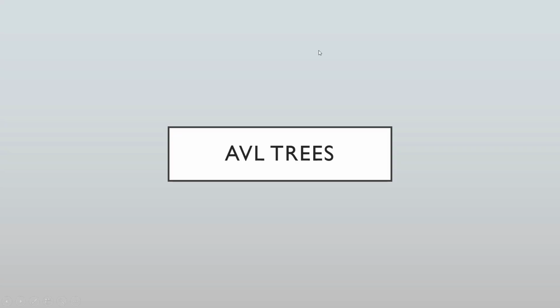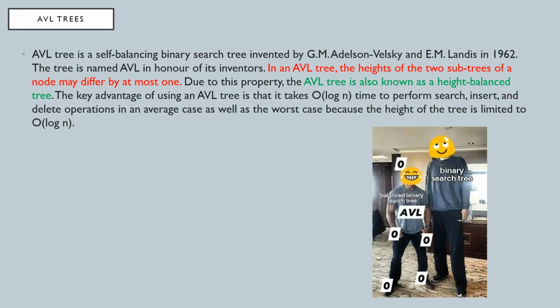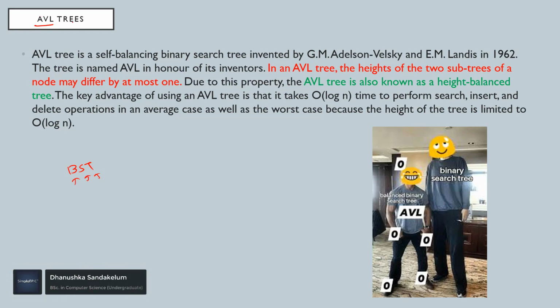Okay, so the next topic is AVL trees. In the previous videos we discussed binary search trees. BST stands for binary search trees, but AVL has no such meaning; it is just the initials of the inventors. Anyway, the AVL tree is one of the most important tree data structures that we encounter in computer science, so it is necessary to have a clear understanding of this data structure.